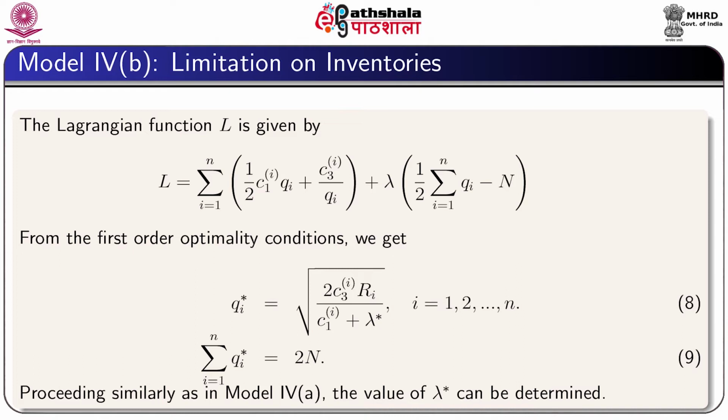In this case, the Lagrangian function L is given by L equal to summation i equal to 1 up to n of half C1i Qi plus C3i Ri by Qi plus lambda into half of sigma Qi minus n. From the first order optimality condition, we can find the optimal values of Qi as Qi star equal to root over 2 C3i Ri divided by C1i plus lambda star, where i varies from 1 up to n, and sigma Qi star equal to twice n.